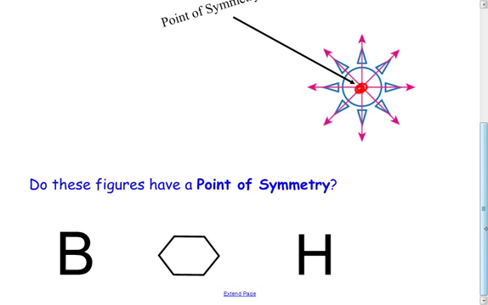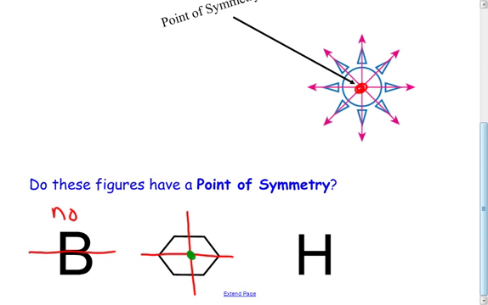So then my little examples, do these figures have points of symmetry? Well, I go to my capital letter B, I can put in 1 line of symmetry, but that's it, so this one does not have any points of symmetry. If I go to this hexagon, it appears I could put in a line of symmetry there, in the line of symmetry there. Therefore, yes, I have a point of symmetry on this one.